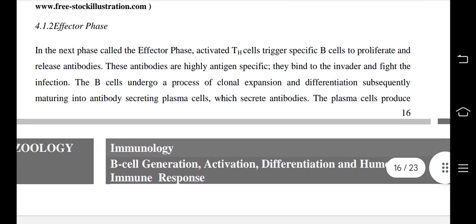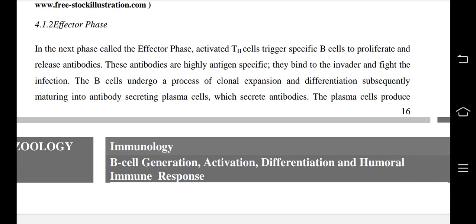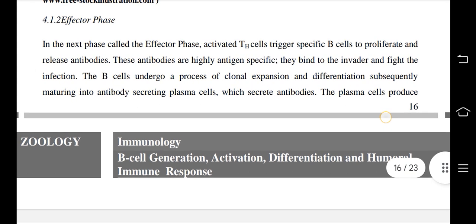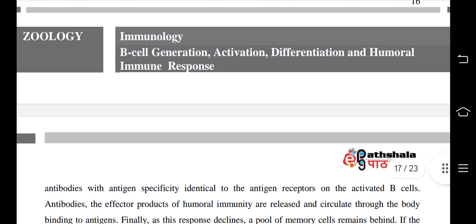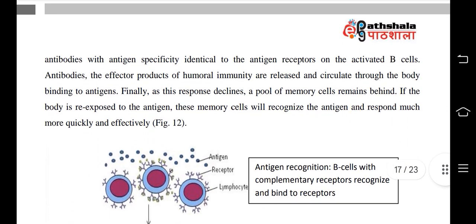Then effector phase. In the next phase, called the effector phase, activated Th cells trigger specific B cells to proliferate and release antibodies. These antibodies are highly antigen specific. They bind to the invader and fight the infection. The B cells undergo a process of clonal expansion and differentiation, subsequently maturing into antibody-secreting plasma cells which secrete antibodies. The plasma cells produce antibodies with antigen specificity identical to the antigen receptors on the activated B cells. Antibodies, the effector products of humoral immunity, are released and circulate through the body binding to antigens.